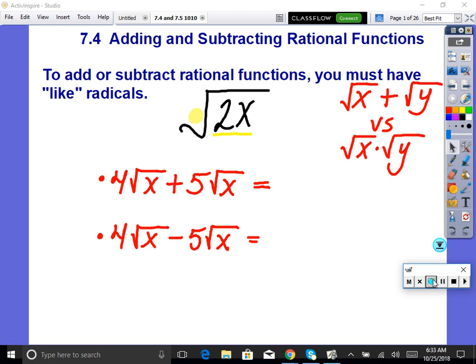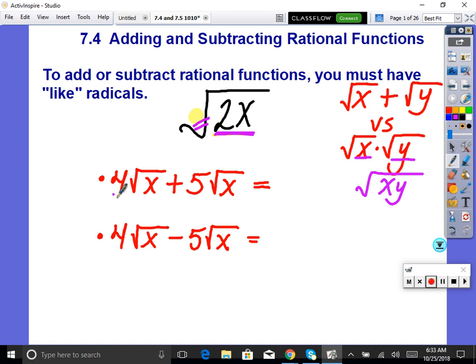Now it's pickier than with multiplication. With multiplication, remember from last time, the square root of x times the square root of y can be written as the square root of xy. Even though what's underneath is different, we can put them both under the same square root, right? But that is not true with addition and subtraction. For them to be like radicals, the root has to be the same, and what's under the root has to be the exact same, or else they're not like terms and you can't put them together. If they are the same, then you just combine them like terms.